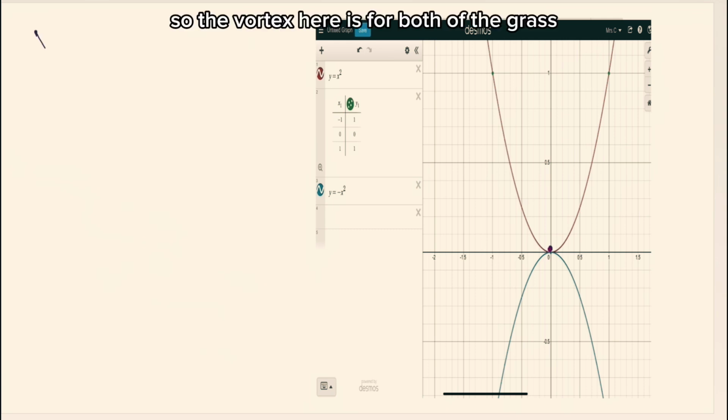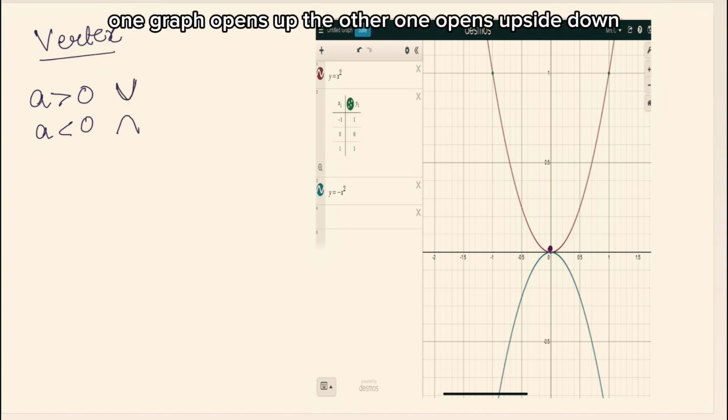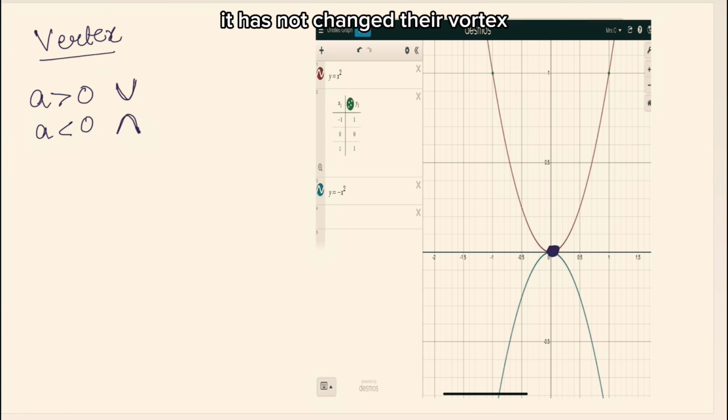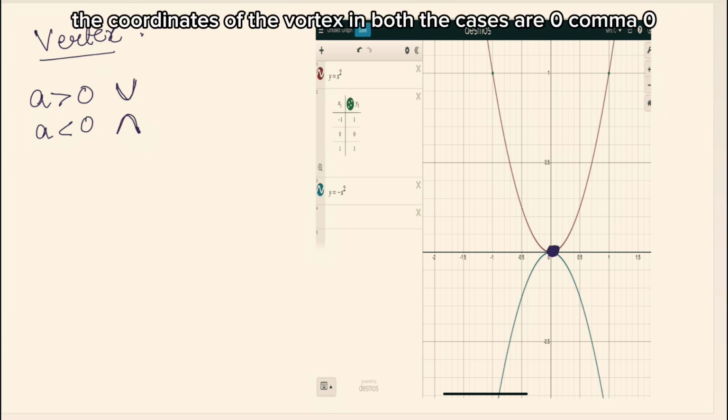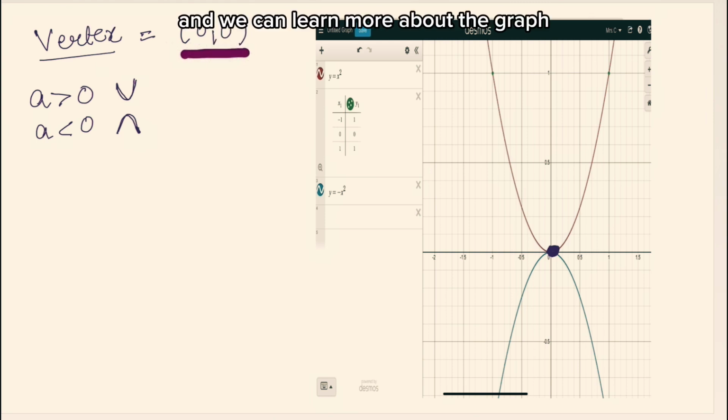For both of the graphs, you can see that the value of a has only changed their orientation. One graph opens up, the other one opens upside down. It has not changed their vertex, and it has also not changed their width. The coordinates of the vertex in both cases are (0, 0). And we can learn more about the graph from just the coordinates of the vertex.